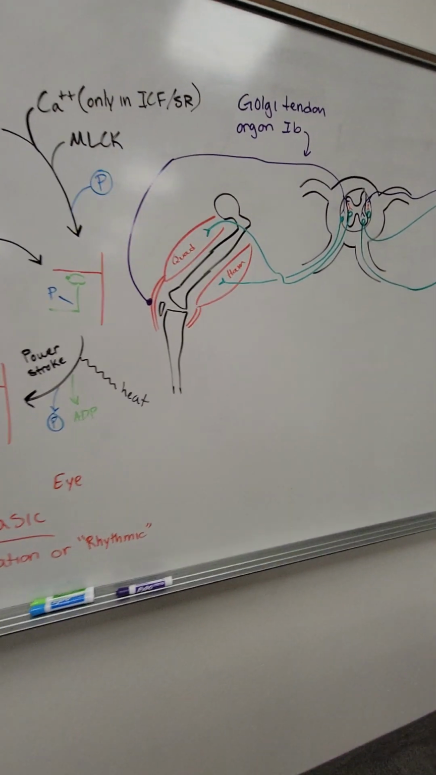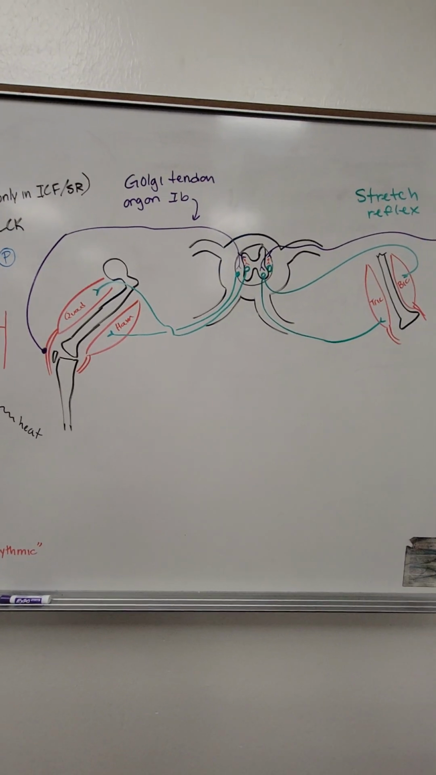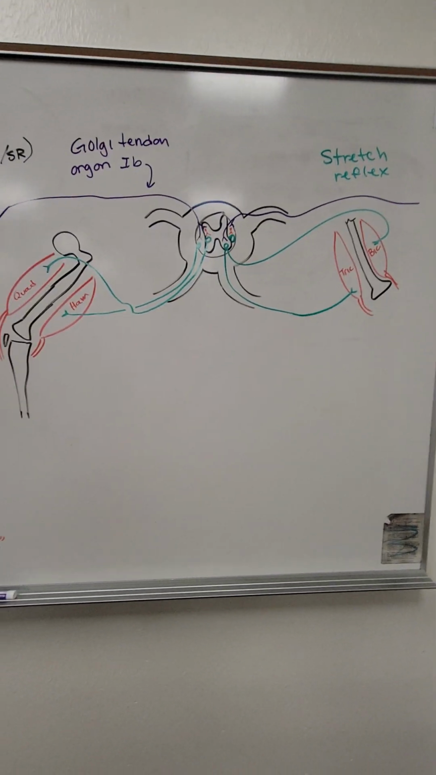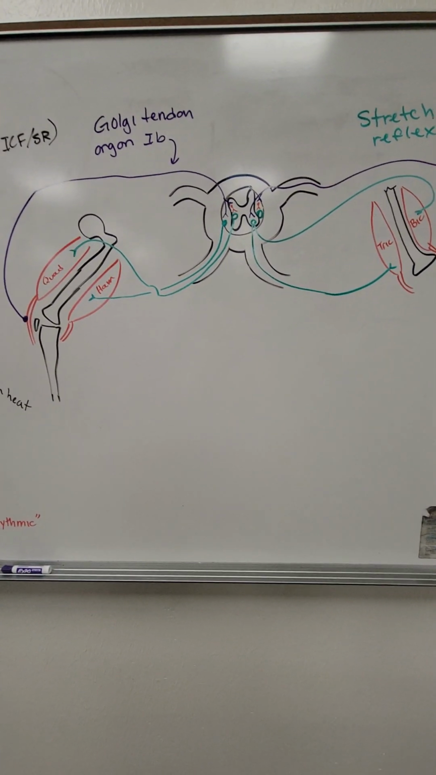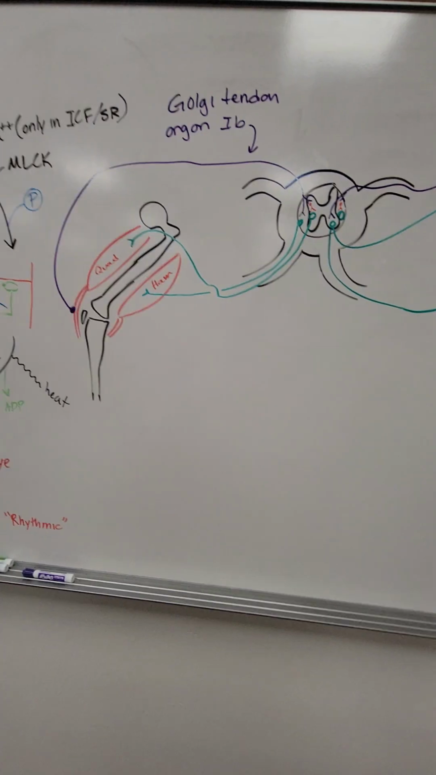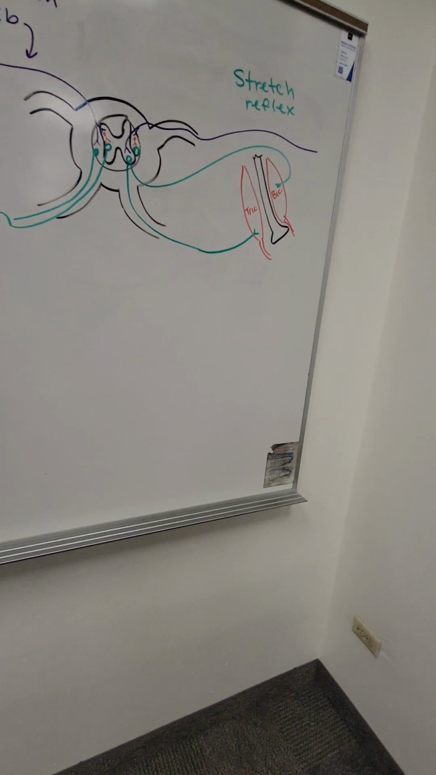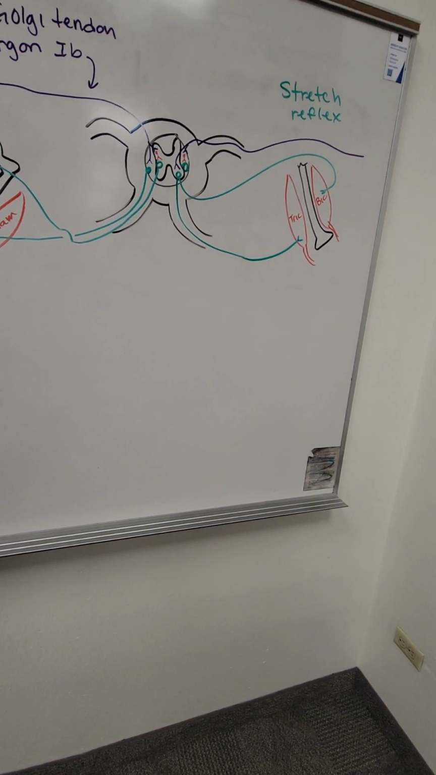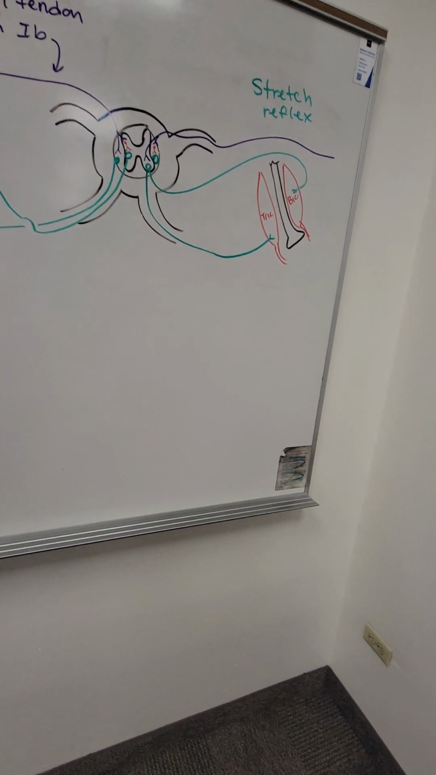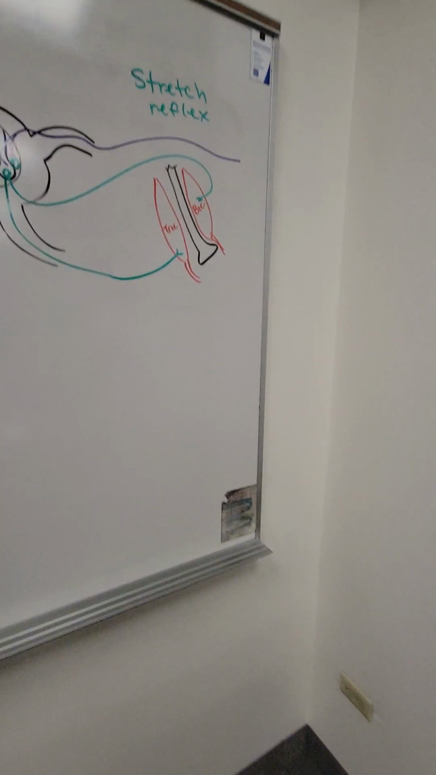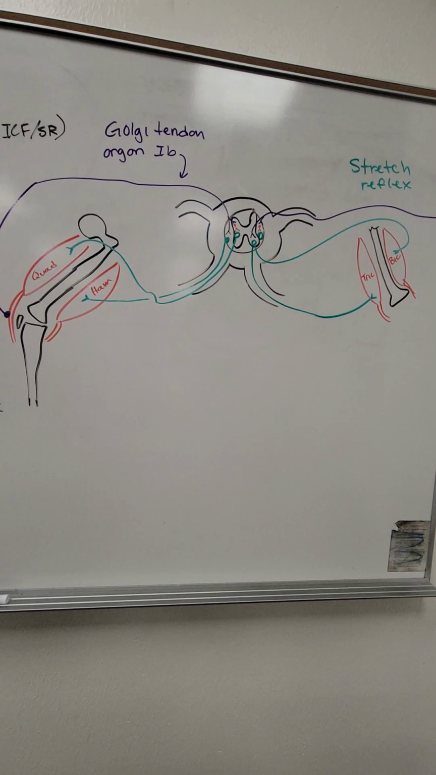And then the last thing we have to talk about is our Golgi tendon organs, our stretch reflex, and I think we have a few other things, but I didn't put them up on the board. But basically, let me pull up my notes so I make sure I say this right. We have muscle spindles. I didn't put that on the board either.